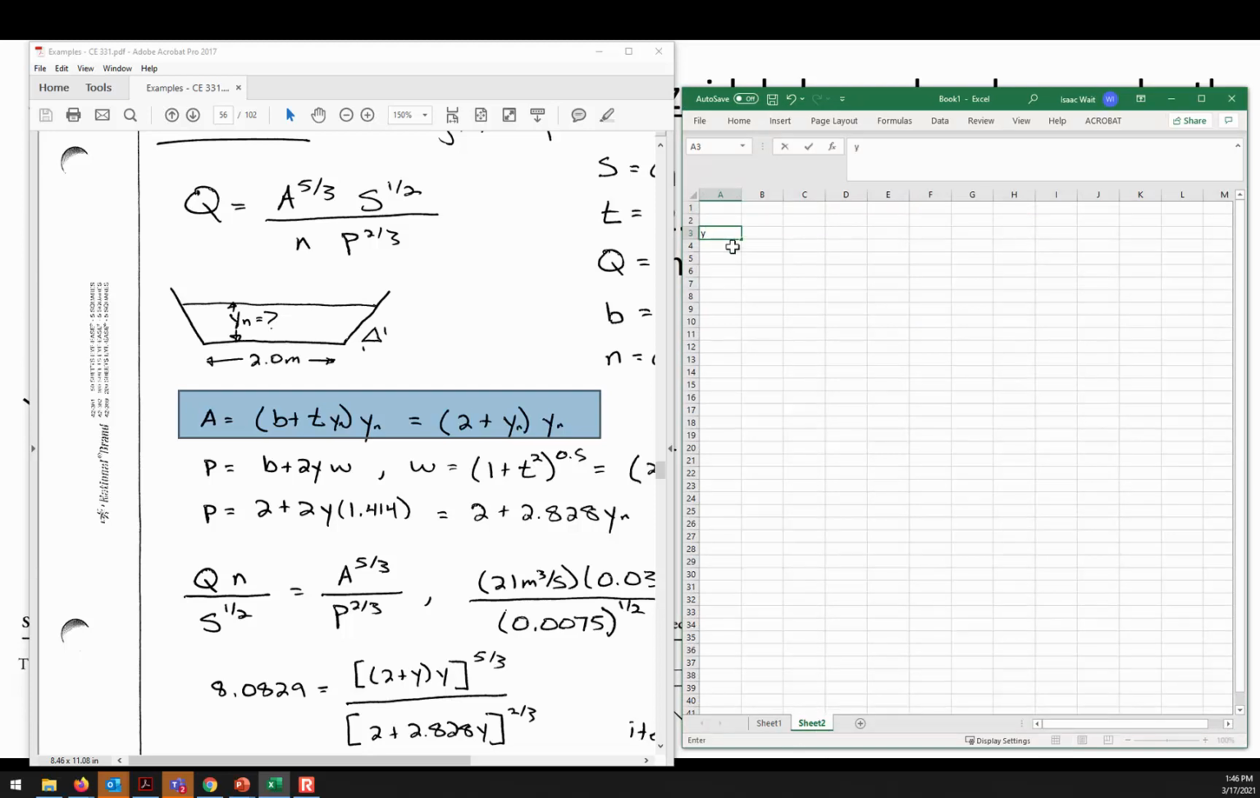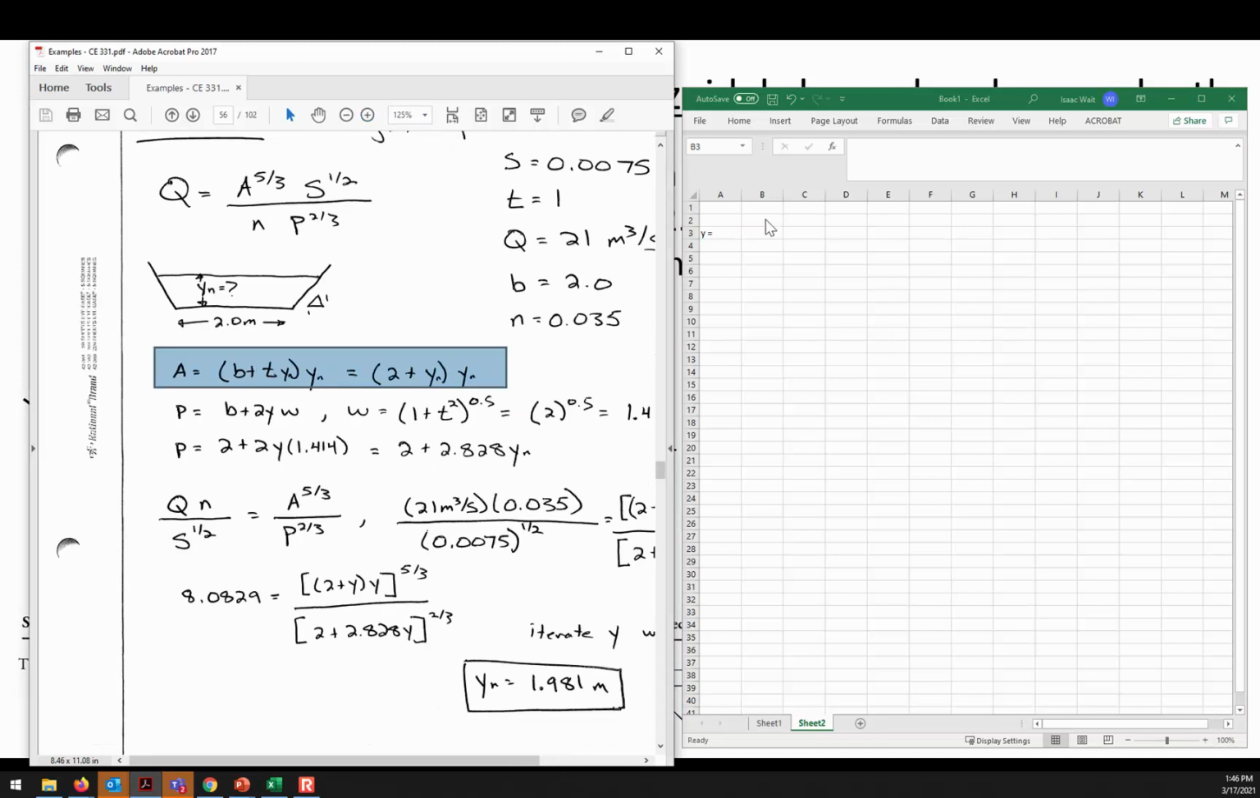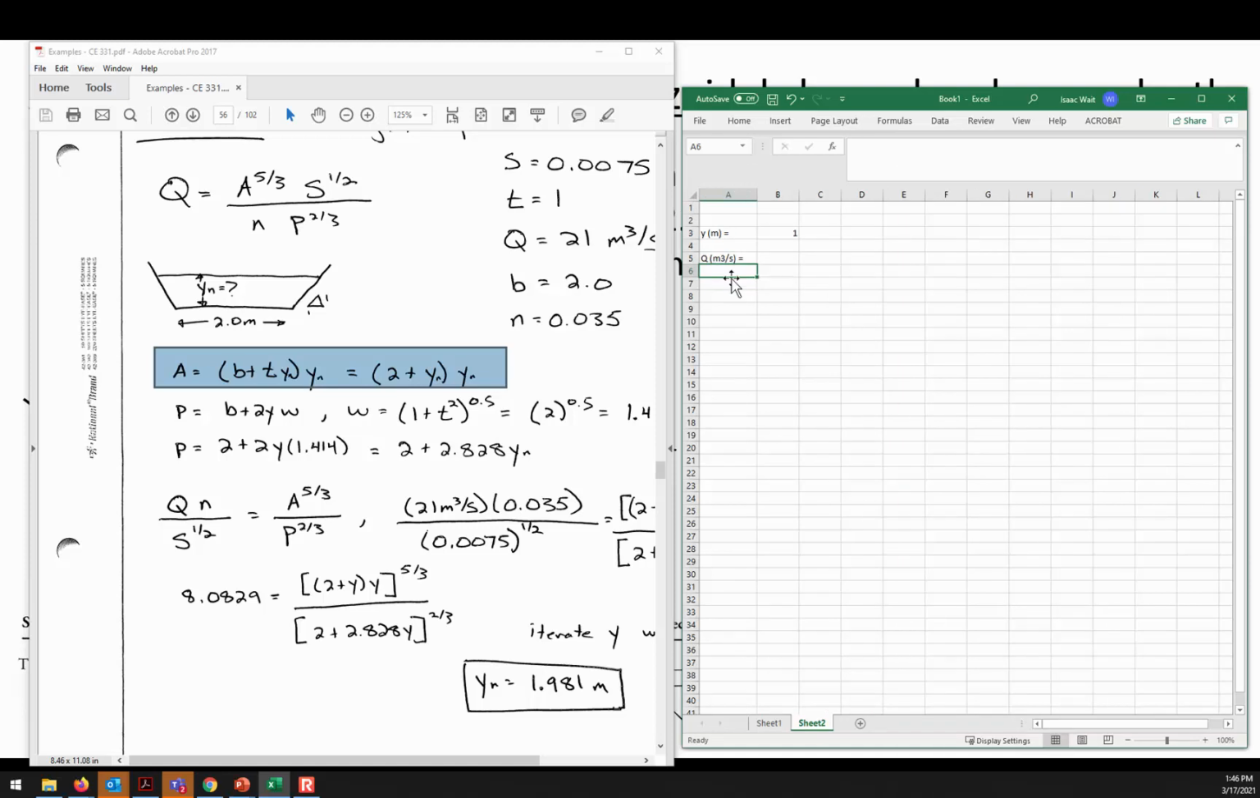All right, so we have some guess value of the depth. Maybe starting off as a guess, my depth would be 1 meter. And flow rate, cubic meters per second. And I'm going to have the n value and the slope, and then the area and the wetted perimeter.